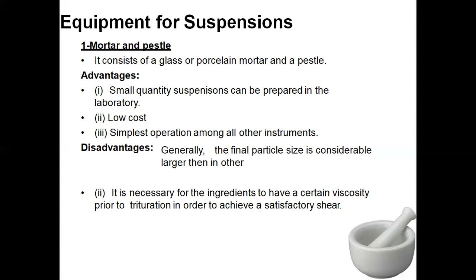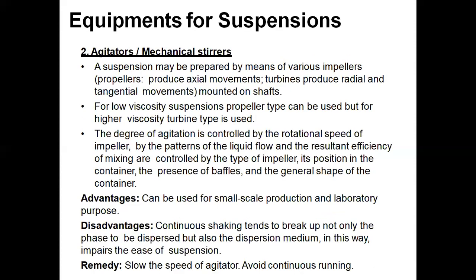Here are mortar and pestle, which is on small scale, and then agitators, mechanical stirrers. Suspension may be prepared by means of various propellers, which produce axial movements, and turbines, which produce radial and tangential movements, mounted on shafts. For low viscosity suspensions, propeller type can be used, but for higher viscosity, turbine type is used. The advantage is they can be used for small scale production and laboratory purposes.